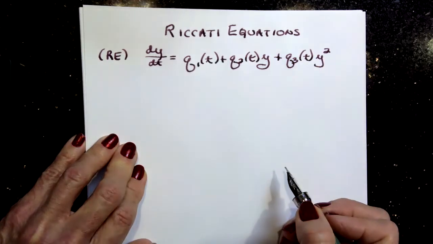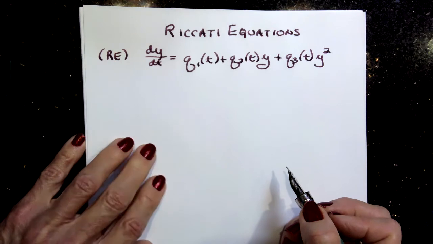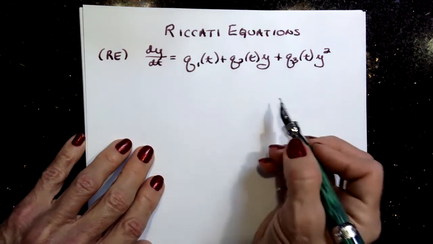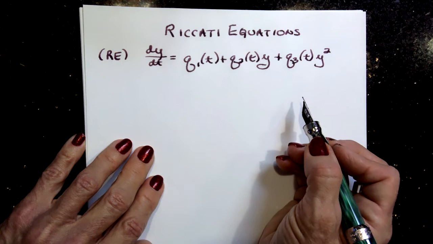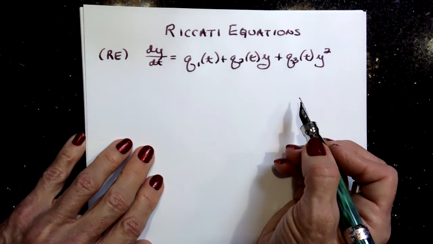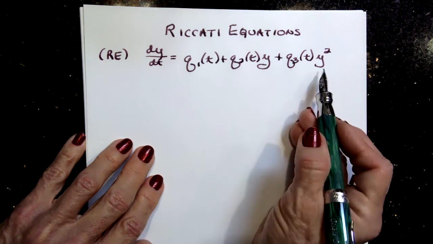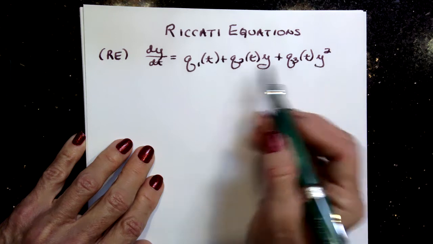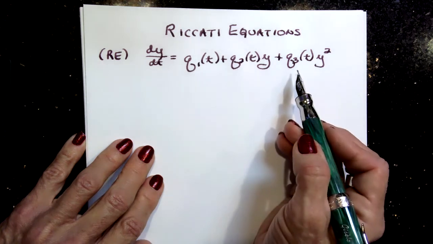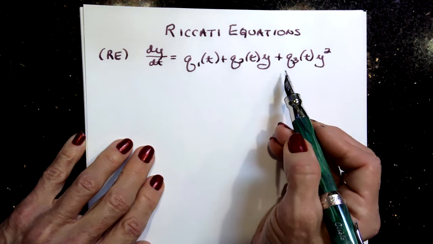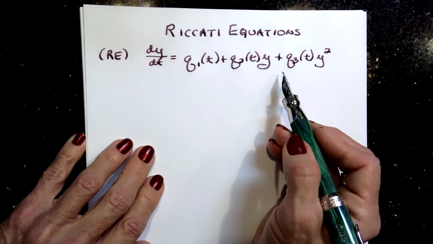Okay. So Q1, Q2, and Q3 are functions of the independent variable, which I'm calling t here. And if Q3 is identically equal to 0, then this is just a linear equation. So this is only something new if Q3 is different from 0.